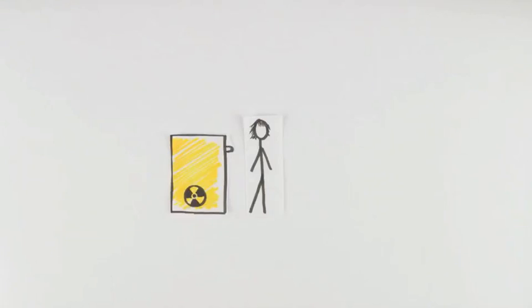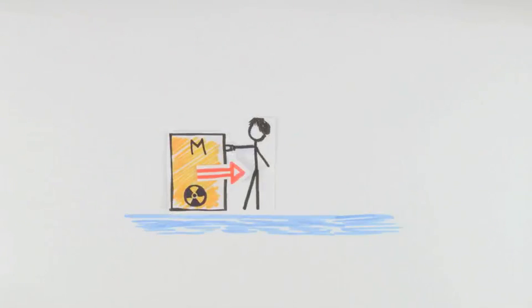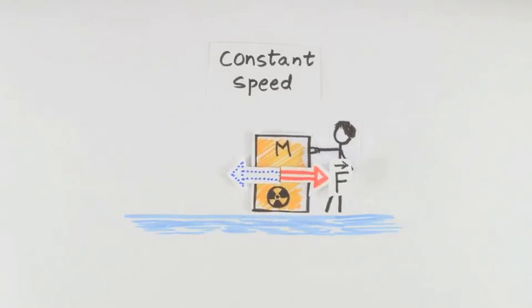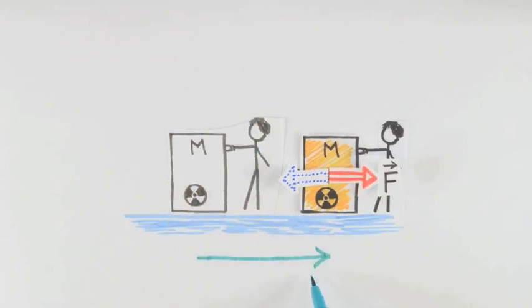Here's the situation. Imagine that you pull a block of mass m along a level surface with a rightward pulling force F of constant magnitude. The block moves at constant speed as the block undergoes a rightward displacement of magnitude d.